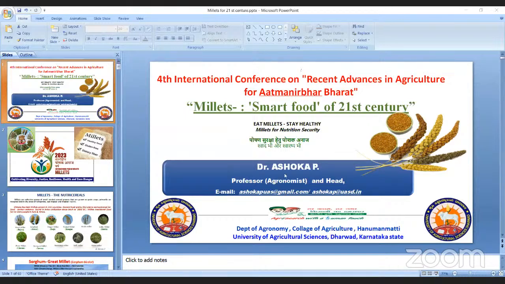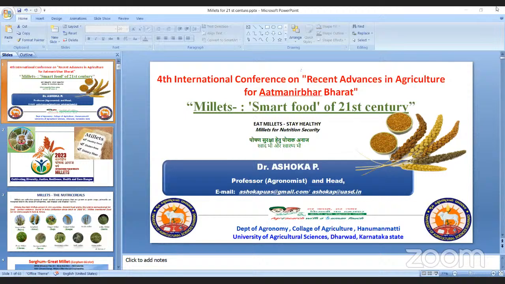Respected chairman, co-chairman, dear all audience. I would like to present here, millets as a smart food crop. I am working as a professor and head. Earlier, I worked as a senior scientist and head in millets research and extension work. I would like to share some millets work as a smart food for the 21st century.